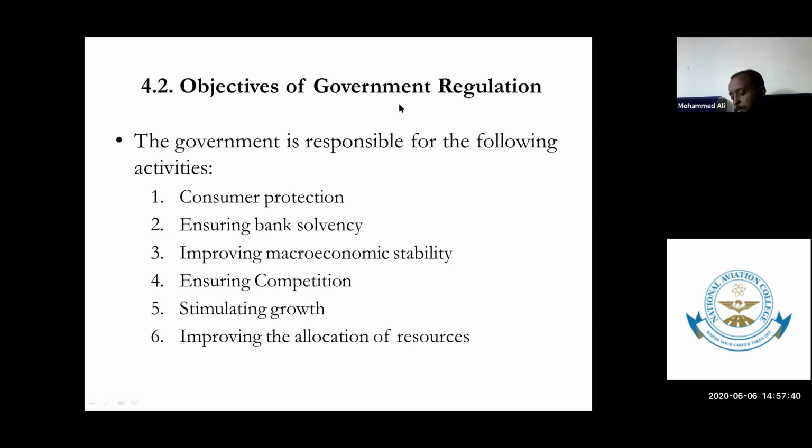Of resources. In order to allocate resources based on sector productivity.